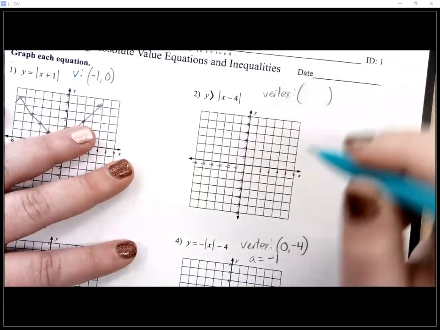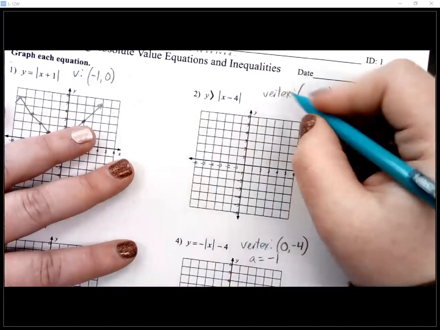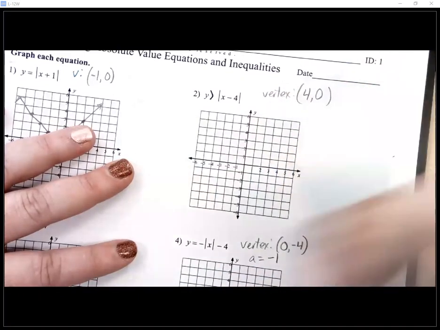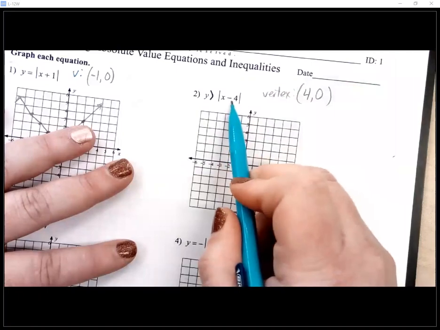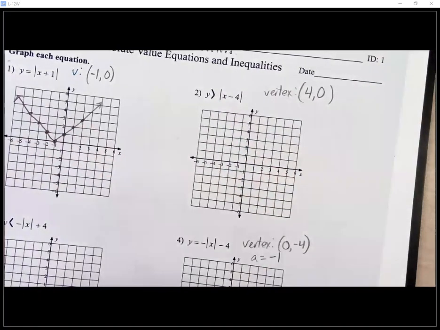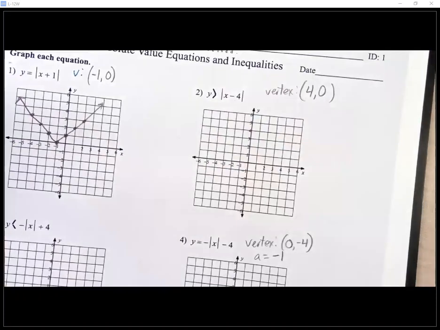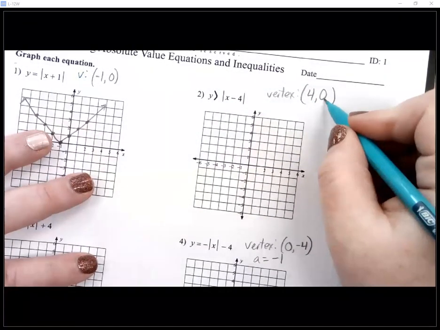Okay. 4, 0. Perfect. Because remember, I always want the opposite of what I see in there with the absolute values. And you're not taking the opposite because it's absolute value. That's not the case. It's because our general formula is x minus h. So anyway, 4, 0 is our vertex. Put a big old dot.